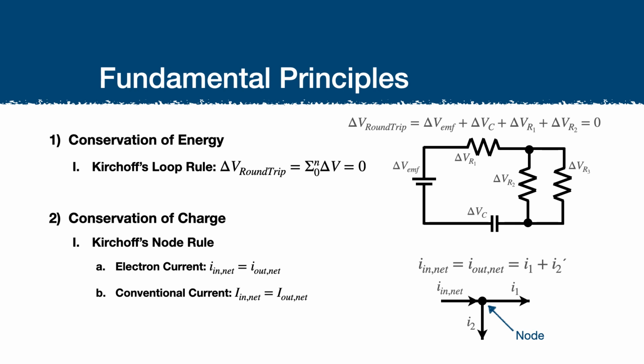In this lab, I'll be applying the law of conservation of energy, which states energy cannot be created or destroyed, in the form of Kirchhoff's loop rule, that states the sum of all the electric potential differences around a loop is zero. I will also be applying the law of conservation of charge, which states the total amount of electric charge in a closed system must remain constant, in the form of Kirchhoff's node rule, that states all the current that flows through one junction must be equal to all the current that flows out of the junction, and applies to both conventional and electric currents.